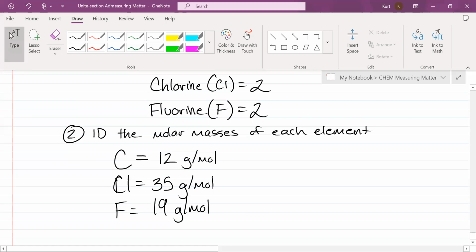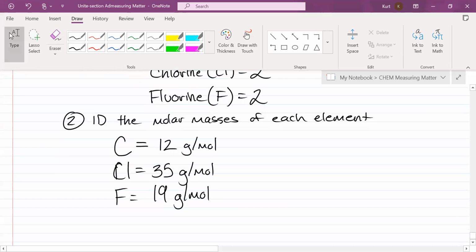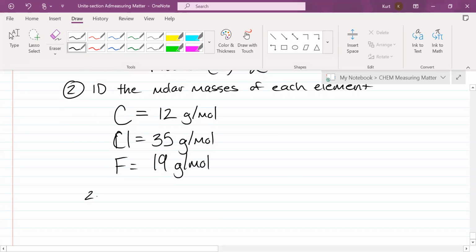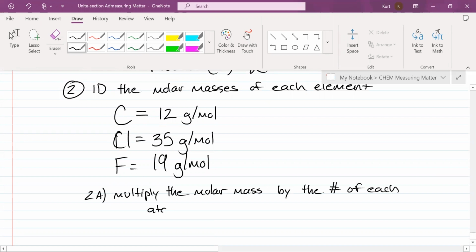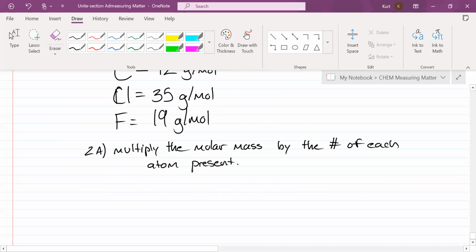Okay. So this compound that we're looking at has carbon, chlorine, and fluorine. Now, here's an extra part. This is going to be like 2A. Multiply the molar mass by the number of each atom present. This is the third and final step, or actually the second part of the second part.